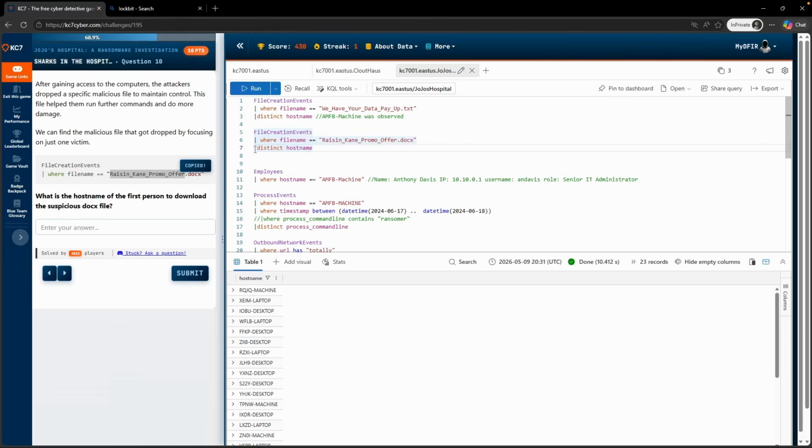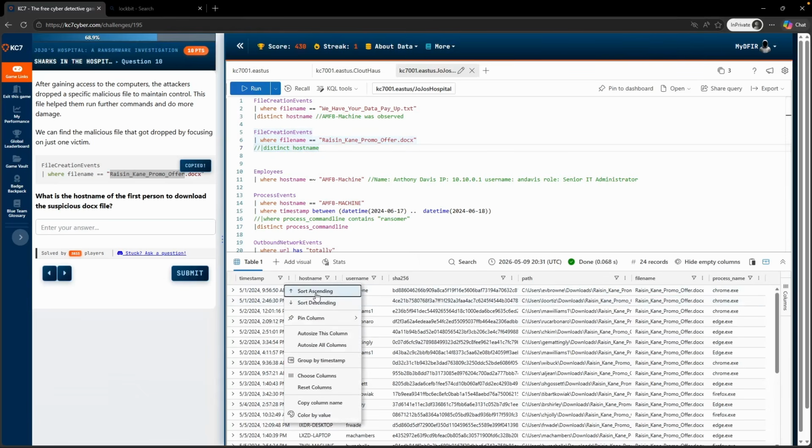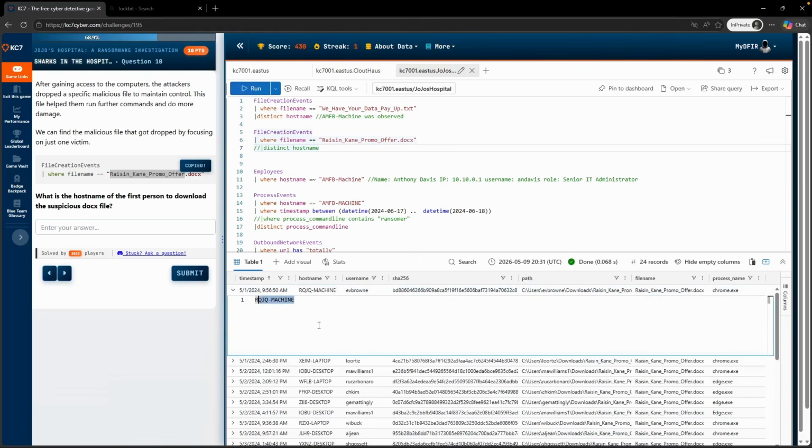All right, so what I'll do is actually comment this out and let's sort it by ascending order and take a look at the first machine. This is RQJQ-machine. This is going to be our answer to question number 10.